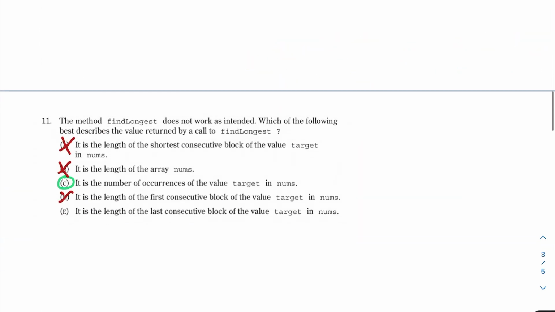So the correct answer here is C. We got that by running through our array. If you're running low on time, you might not want to run through the whole array just to save yourself a little bit of time.